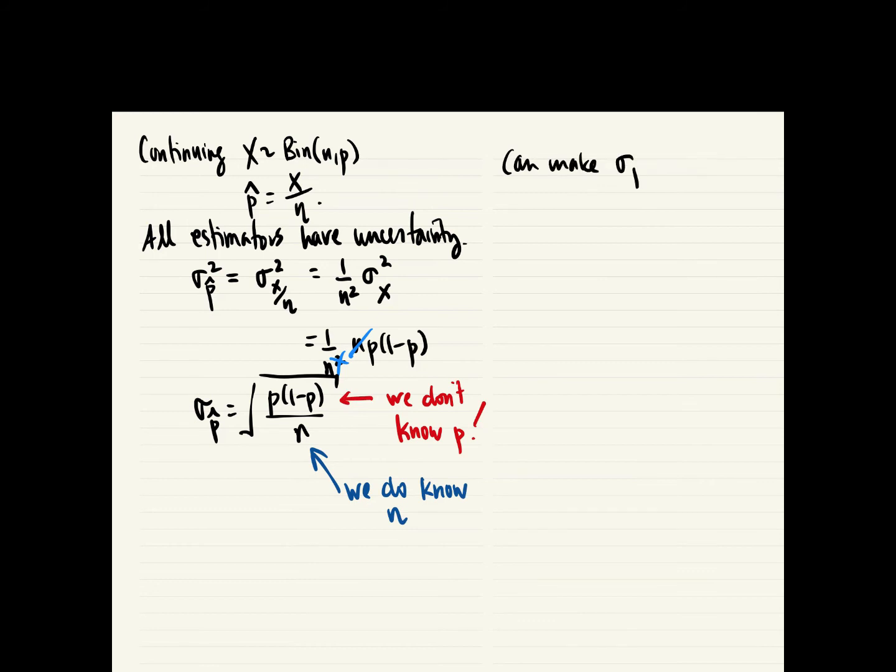We can make the uncertainty as small as we want by increasing n if necessary.